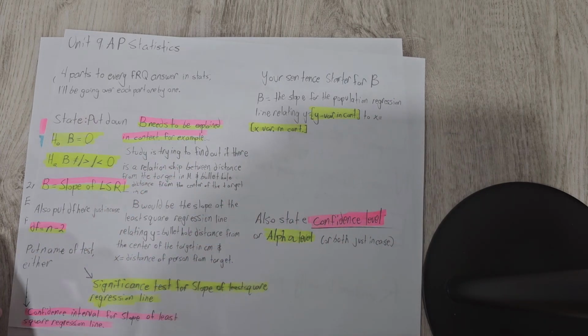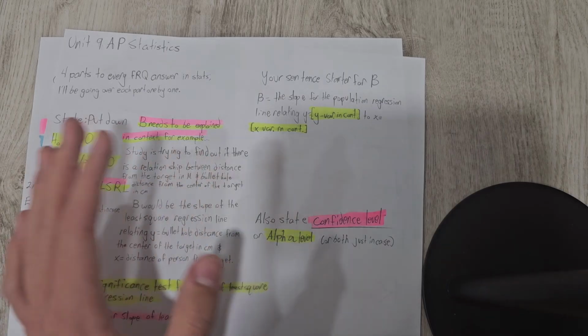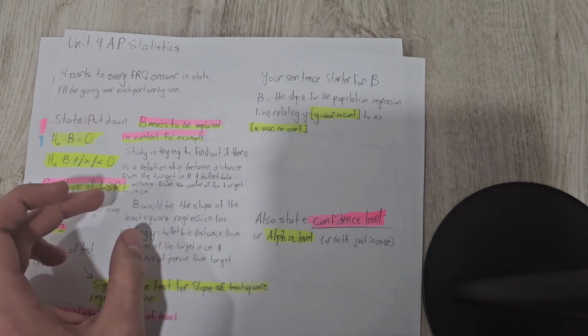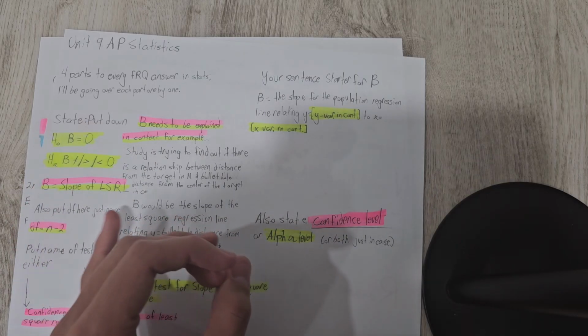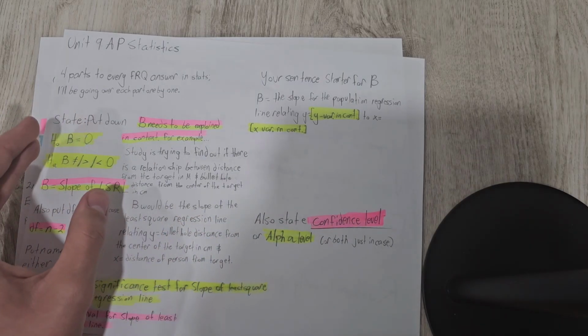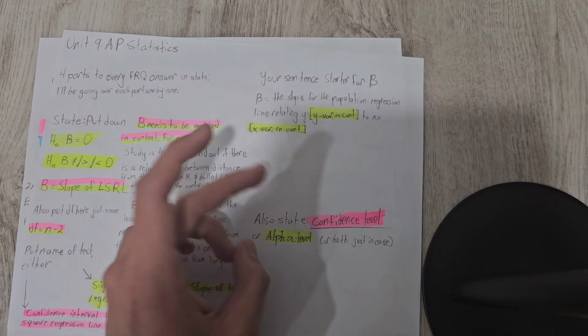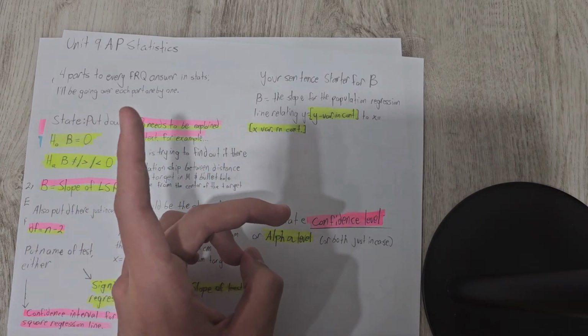Now let's talk confidence interval for slope of least square regression line. You still want to talk about your slope in context, okay? Your whole thing right here stays the same, and your degrees of freedom, you also want to mention that. But there's no need for your H0 or HA. You do want to put down your confidence level, however, not your alpha level.